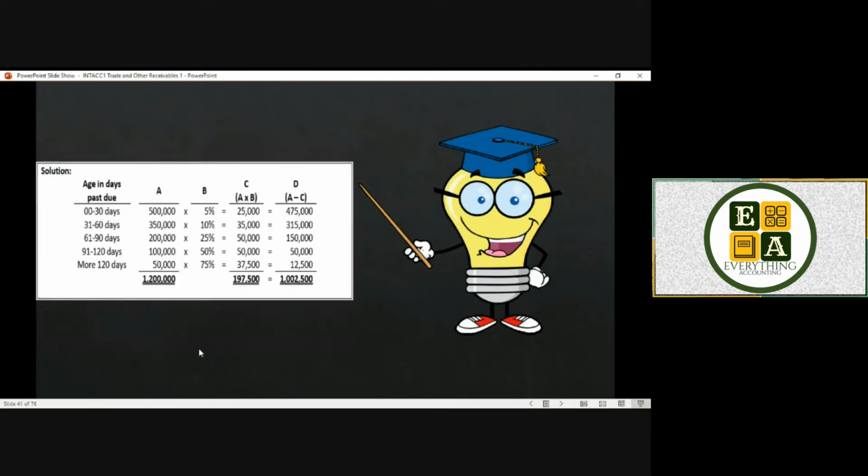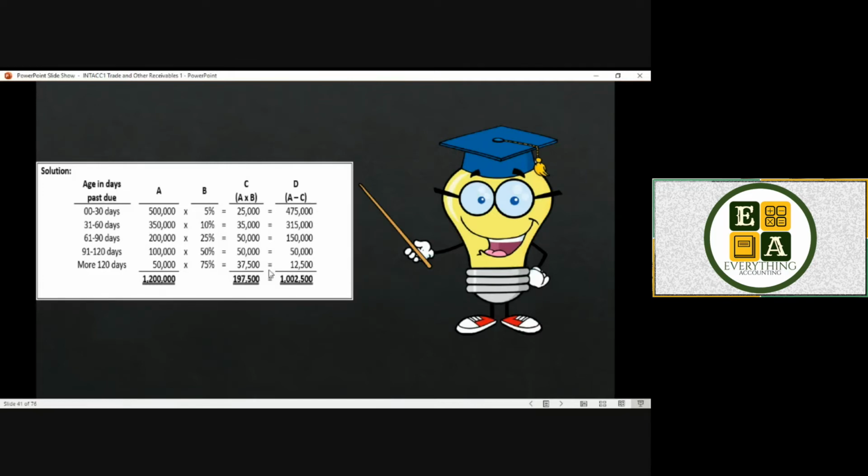So yung solution natin, yan. So upon grouping, yung multiply siya with the uncollectibility rates. Yung 25,000, 35,000, 50,000, 50,000, and 37,500, these are the required balance of allowance for bad debt per age group. Yung 197,500 is the total allowance for bad debts. Yung 197,500, ito yung makikita mo sa balance sheet. Ito yung i-represent sa balance sheet.